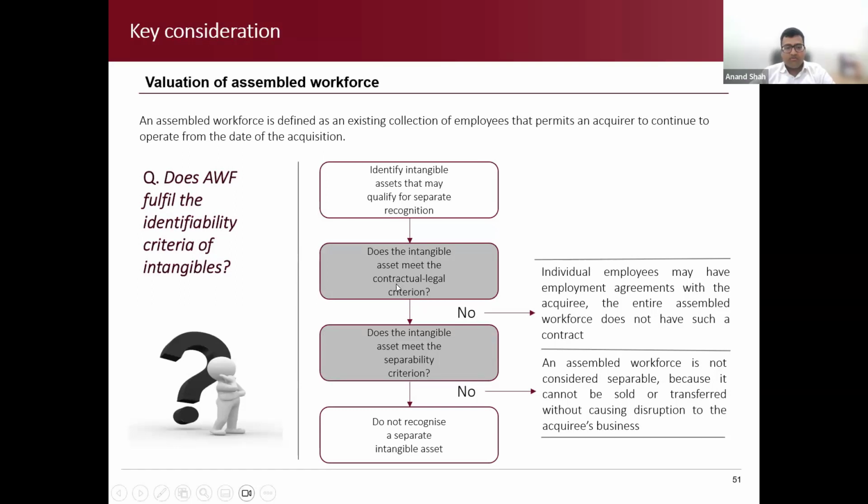One may argue you have contracts with your workforce, or your employees. However, those are with individual employees. You do not have any contract with a group of employees where you have certain restrictions on them as a group. Again, similarly, separable: yes, you can take two employees and send them to some other organization. It's not going to affect you too much.